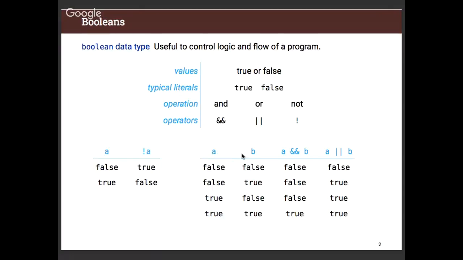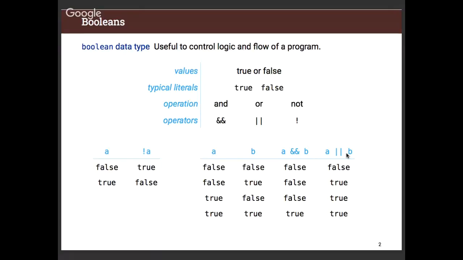Then if a and b contain false and false, false and true, true and false, and true and true, here are the values that a and b compute. If I'm asking Java to compute a and b, this whole expression is false unless both are true. So it's only in this one case, true and true, that I get a true result.